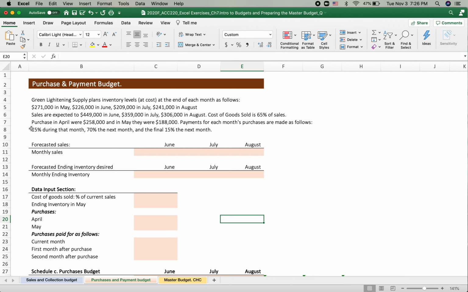And then the purchases in April and May are also given: 258,000 in April and 188,000 in May. And each month's purchases are paid as follows: 15% during that month, 70% the next month, and the final 15% the month after. I think that it should be the next month.